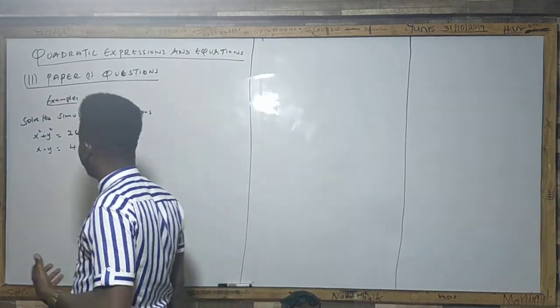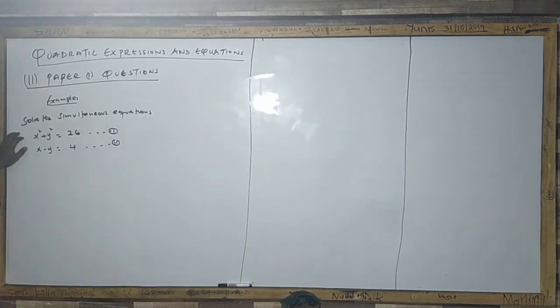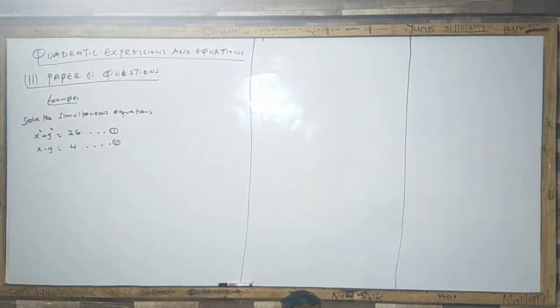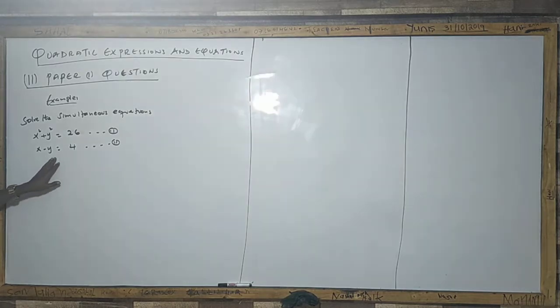Now, we have the first example. We are told to solve the simultaneous equations. Then we have x squared plus y squared is equal to 26. That's equation 1. Make sure you write that one as equation 1 in front of it. Then we have x minus y is equal to 4. This is our equation 2.